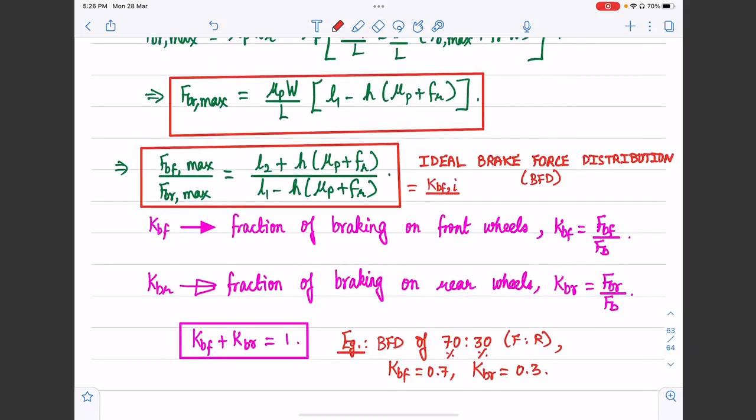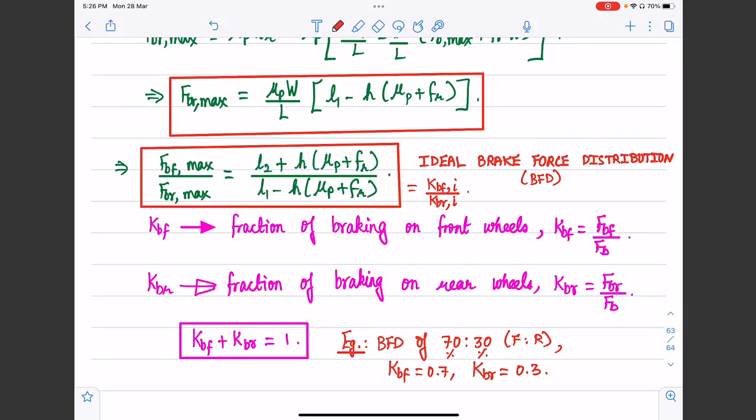So let me write this now that we know what KBF and KBR are. What we have obtained through this derivation is the ideal brake force distribution. Why am I calling it the ideal brake force distribution? Because that is the maximum brake force that one can get for the vehicle and the situation under steady conditions. That is why it's called the ideal brake force distribution.